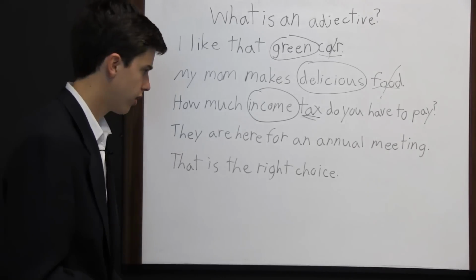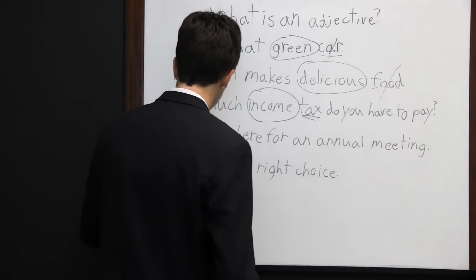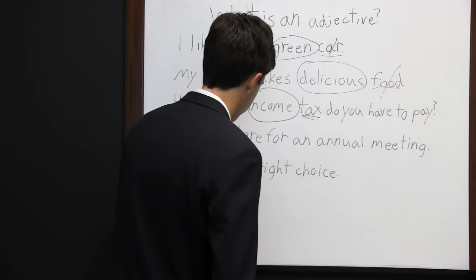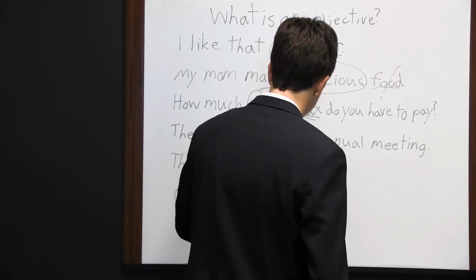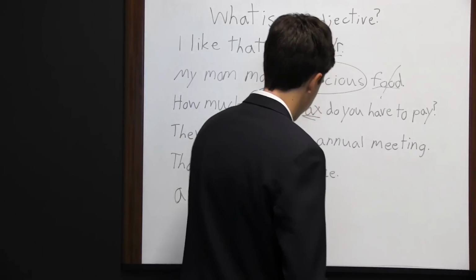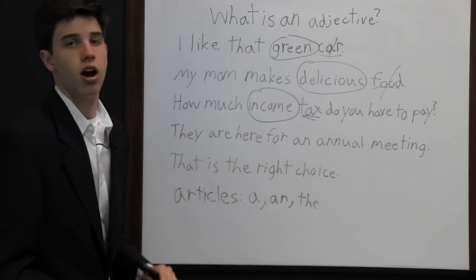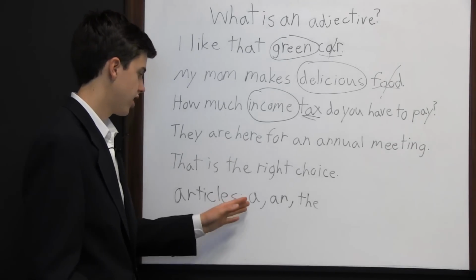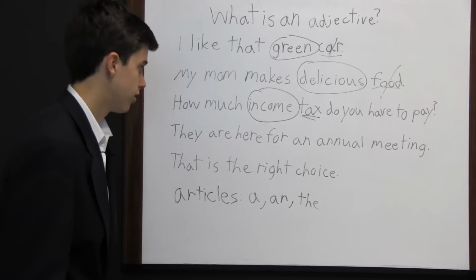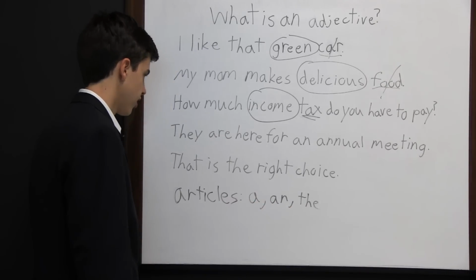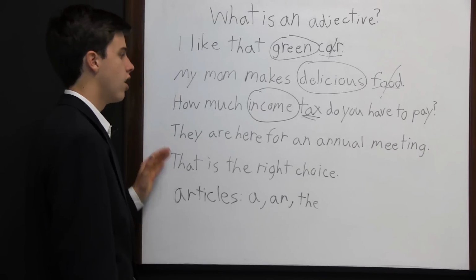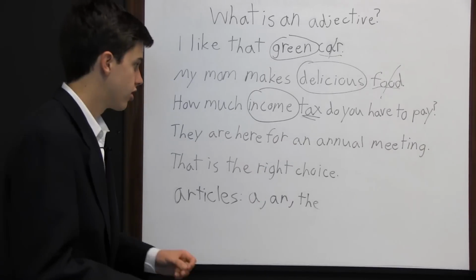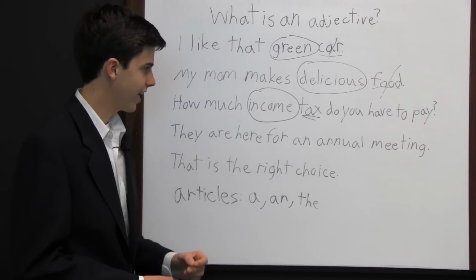So, quick side note. There are words called articles. An example of articles are a, an, and the. So those three words are articles. Articles are also adjectives. So anytime you see the words a, an, or the, they're called articles and they are adjectives. So if we look at this sentence, it says they are here for an annual meeting. So boom, right here we see an, which is an article. So it must be an adjective. So what is an describing?